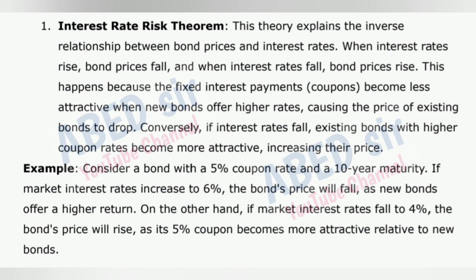Example: consider a bond with a 5% coupon rate and a 10-year maturity. If market interest rates increase to 6%, the bond's price will fall as new bonds offer a higher return. On the other hand, if market interest rates fall to 4%, the bond's price will rise as its 5% coupon becomes more attractive relative to new bonds.